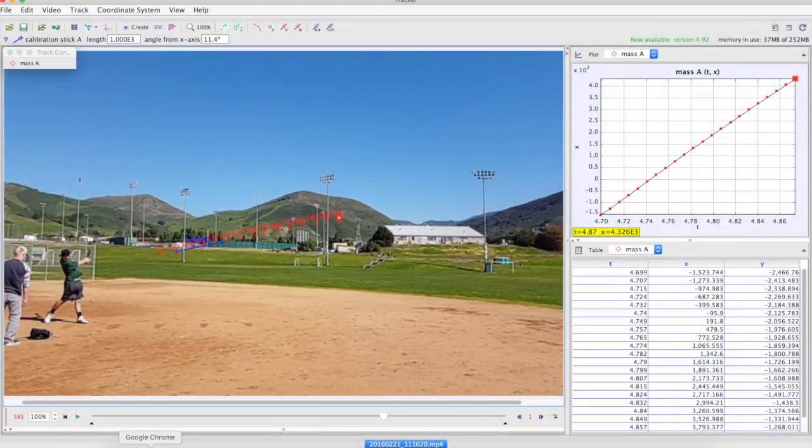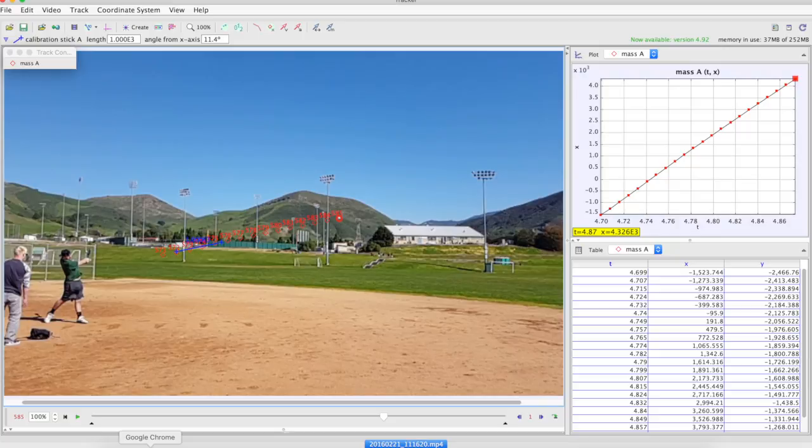So right here we're using Tracker to find the velocity of the ball in this frame. We know that velocity is the change in x over the change in time. We use the final distance minus the initial distance over the final time minus the initial time. The final distance was 4.32 meters minus negative 1.52 meters, over 4.87 seconds minus 4.69 seconds.